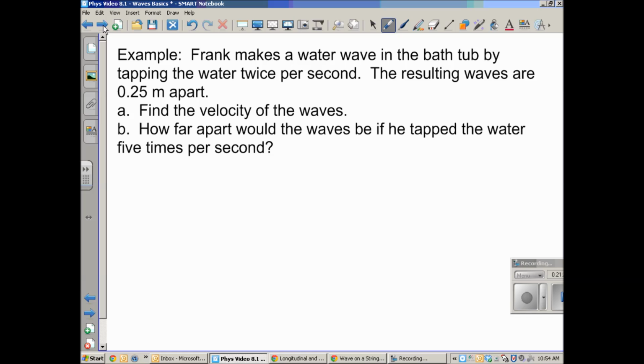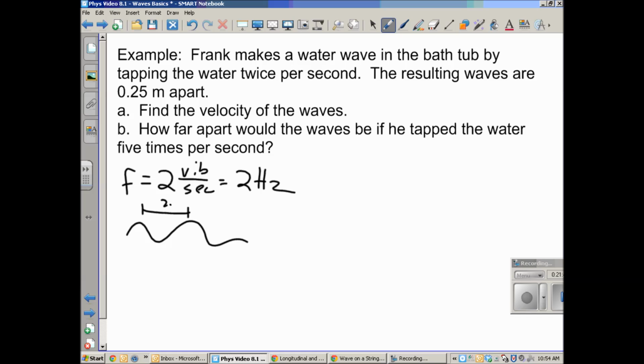Example. Frank makes a water wave in the bathtub by tapping the water twice per second. The resulting waves are 0.25 meters apart. So let's write down what we know. Twice per second tells you that the frequency of vibrations is 2 vibrations per second, the same as 2 hertz. That is our frequency, how frequently he's tapping the water. And then the waves that he produces are 0.25 meters apart. That's the wavelength.